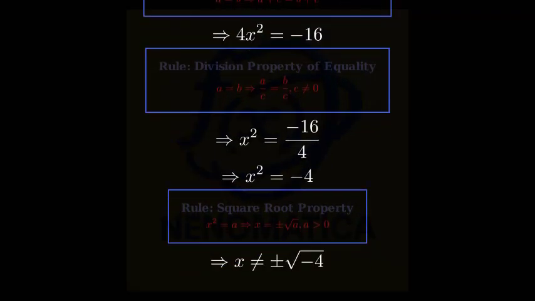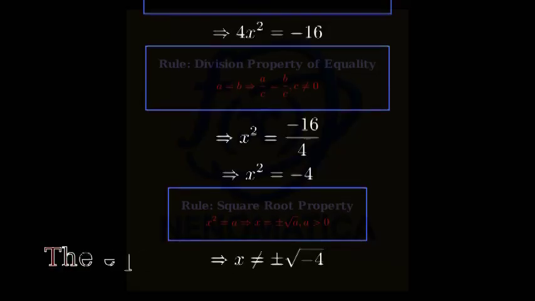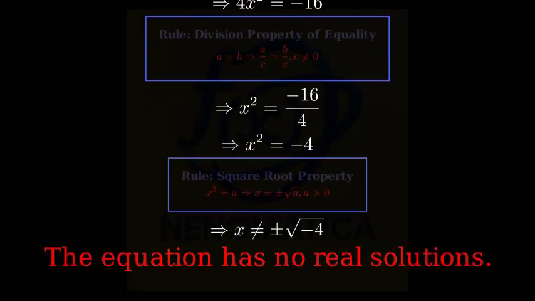Now, we need to take the square root of both sides. However, we have a problem. We can't take the square root of a negative number in the real number system. So we write x is not equal to plus or minus the square root of negative 4. This means the equation has no real solutions. A negative number under a square root is not defined in the real number system. Therefore, this equation has no real solutions.